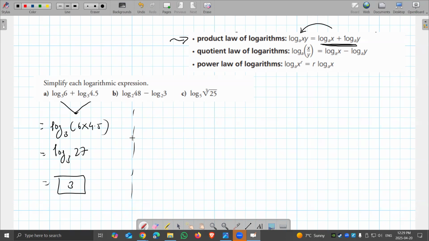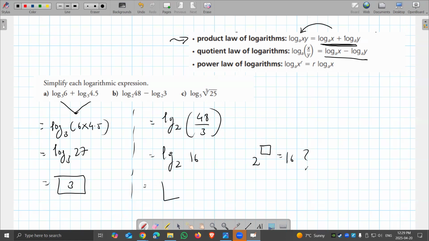B. We have a minus. We're going to divide them. So log base 2 of 48 divided by 3. That's log base 2 of 16. Now you ask yourself, 2 to the power of what is 16? What is the number? 4. 2 to the power of 3 is 8, 2 to the power of 4 is 16, 2 to the power of 5 is 32. So the answer is 4.